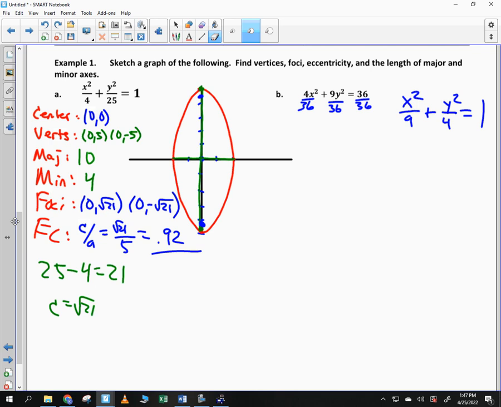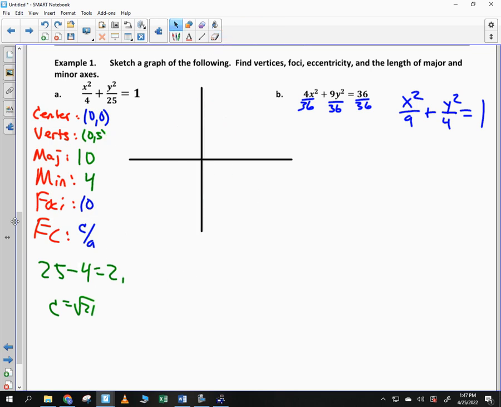Just to save myself some space, I'm going to get rid of this previous drawing. What is the center of this ellipse? It is 0, 0. So I'll go ahead and plot that. And now, before I do anything else, I'm going to sketch a graph of the ellipse. How many units am I stretched in the x direction? 3. How about the y direction? 2.